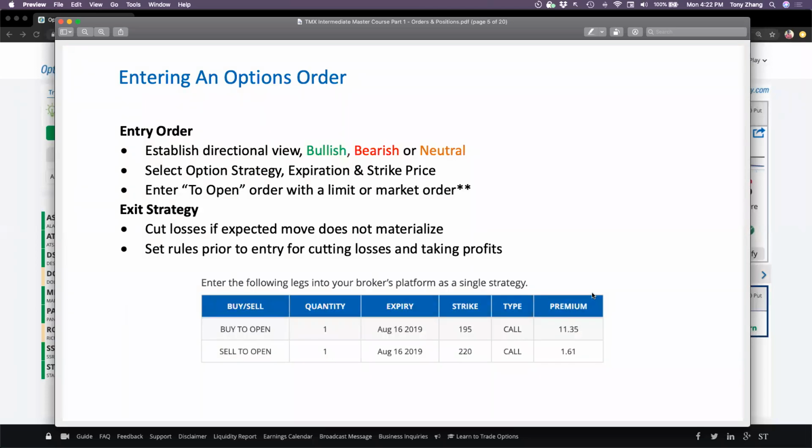So let's first start off by talking about entering an options order. Now, before we even talk about an options trade, we need to first establish a couple of things. Number one, because we're trading an option, which is a derivative on a stock or an ETF, we must first establish what we call a directional view on the actual stock or ETF. You can be bullish on the stock, you could be bearish, or you think the stock is just going to go sideways. Regardless of what your view is, you have to first establish that view, because that's going to help you select your option strategy.